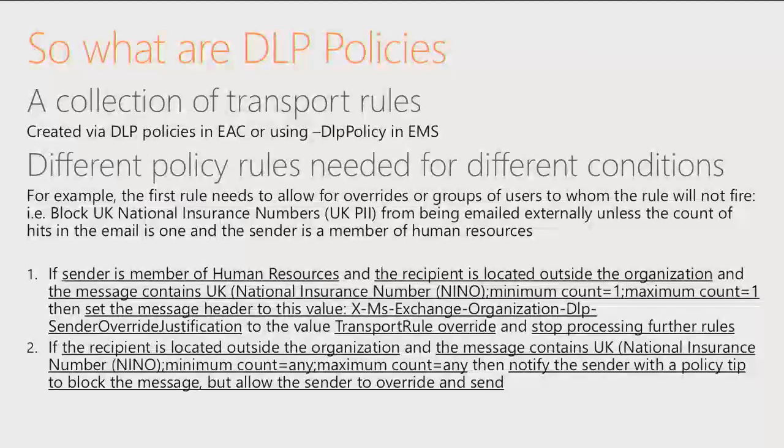And so in this example, it's going to set a header and allow it to be overridden. And in the second row, if the recipient is outside the organization, then notify the sender with a policy tip and block the message. So that's the transport rule action that causes a prompt to appear in OWA in SP1 or Outlook in just Exchange 2013. And you create a series of different rules.